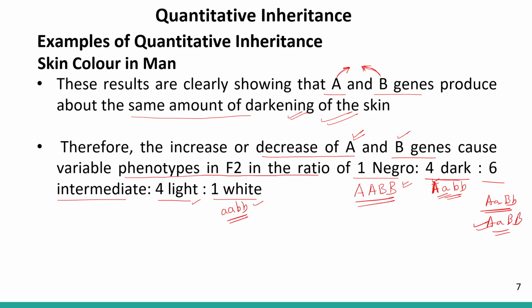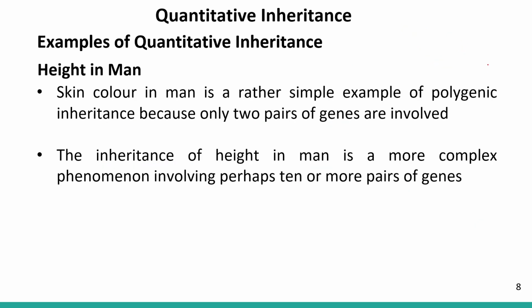Okay, so there is an equal contribution of A and B genes. Okay, so if both the A is capital form, or one is small a and the B is capital B, then you can understand this will give a more dose of dark skin as compared to this one, right? Skin color in man is a rather simple example of polygenic inheritance because only 2 pairs of genes are involved, right? We are having only 2 pairs of genes.